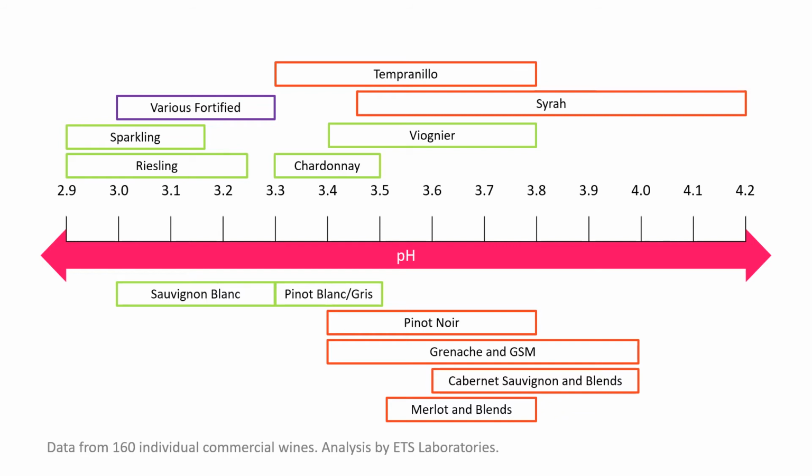Syrah has the widest range of any variety that I've seen because we have wines from Australia that can have very moderate pHs and wines from the Rocks district of Milton-Freewater which have very high pHs. And our other varieties are falling somewhere in the middle.